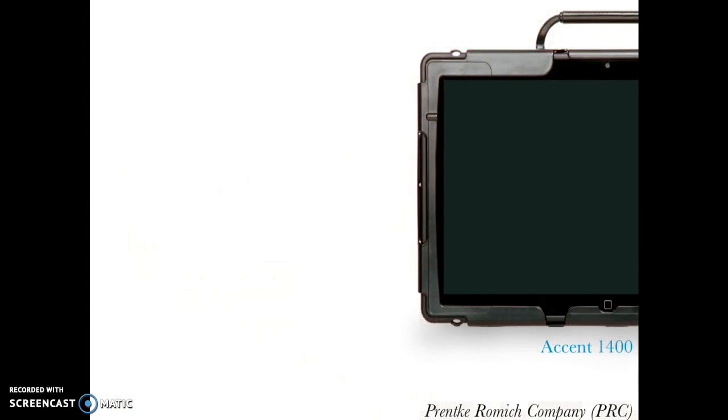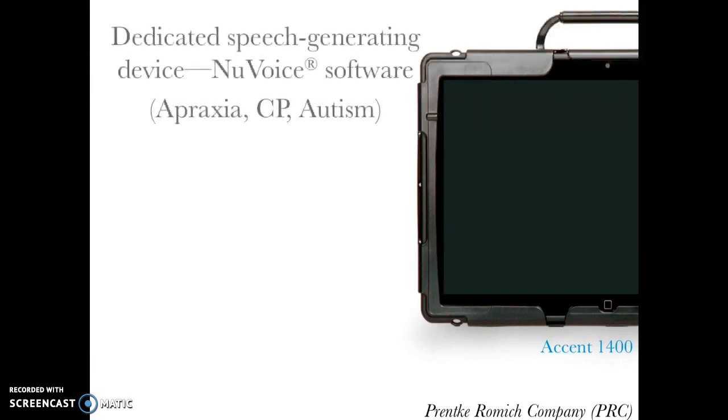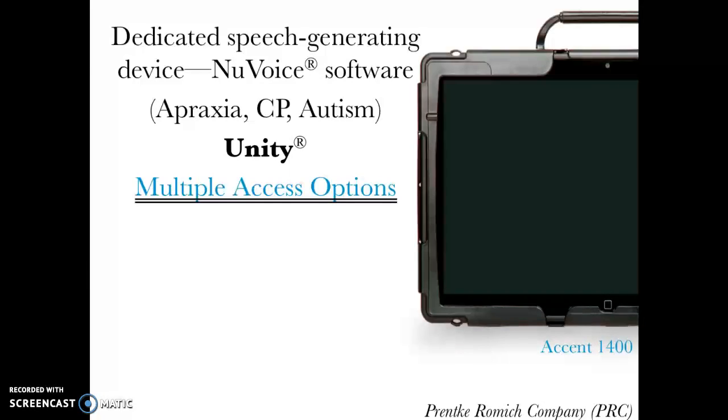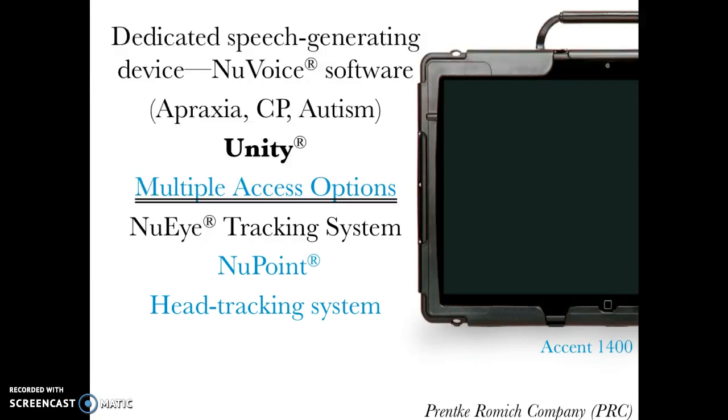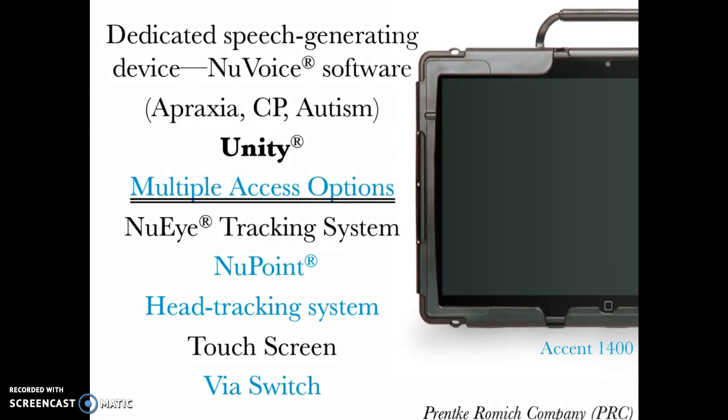The Accent 1400 is a product by the Prentke-Romich Company, and it is a dedicated speech generation device with new voice software for several disability types, including autism. Its Unity software has multiple access options, which include a new eye tracking system, a new head pointing system, a touch screen, and access options via switch.